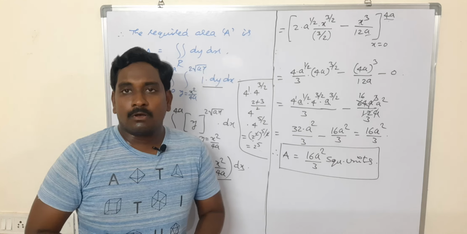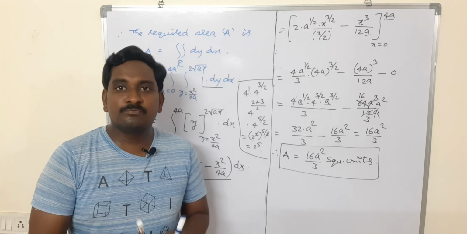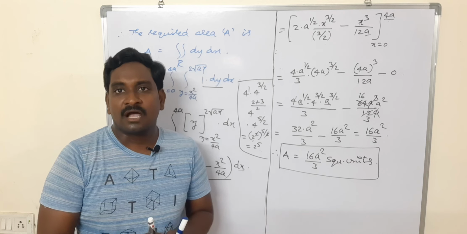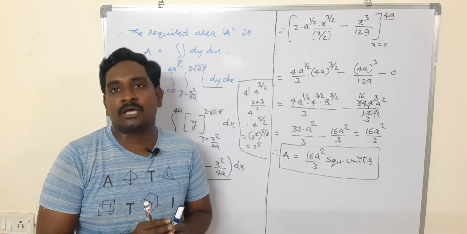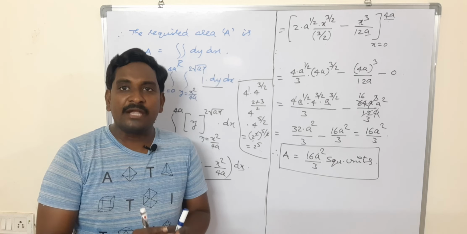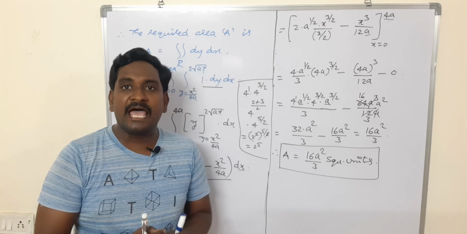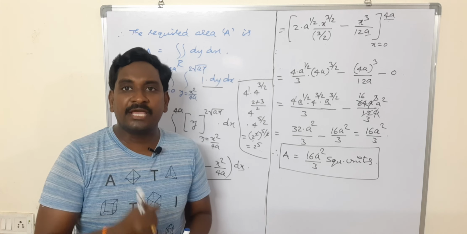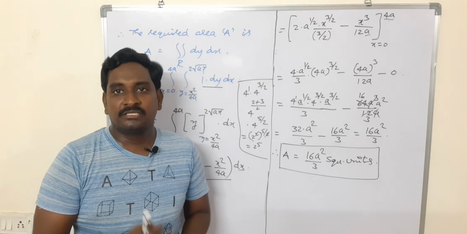Okay. So first we should draw the figure of the given region which is bounded by the given curves. After that you should find out the intersecting points of the given parabolas. So automatically you will get the vertices of the region. So with the help of these vertices you can easily identify the limits of the double integrals. Okay. This is the procedure.